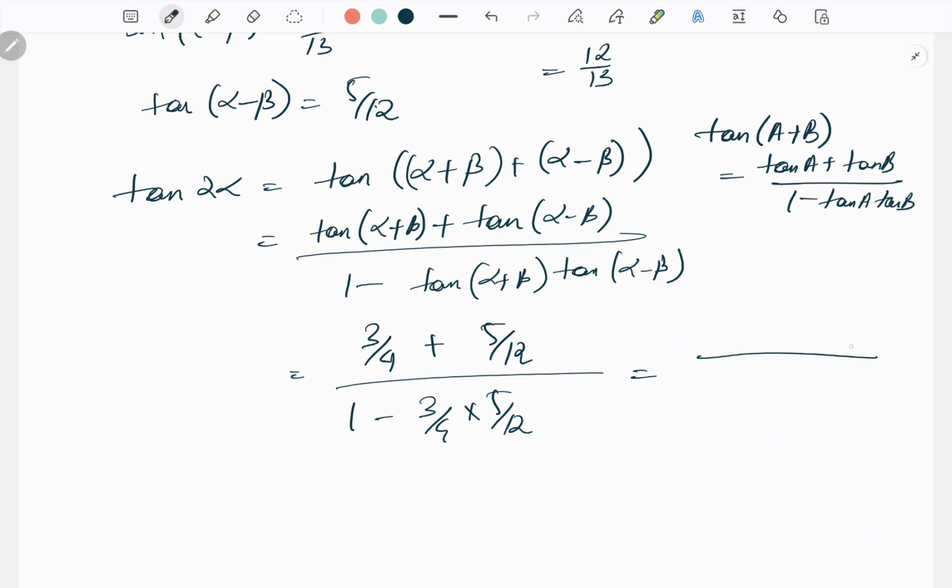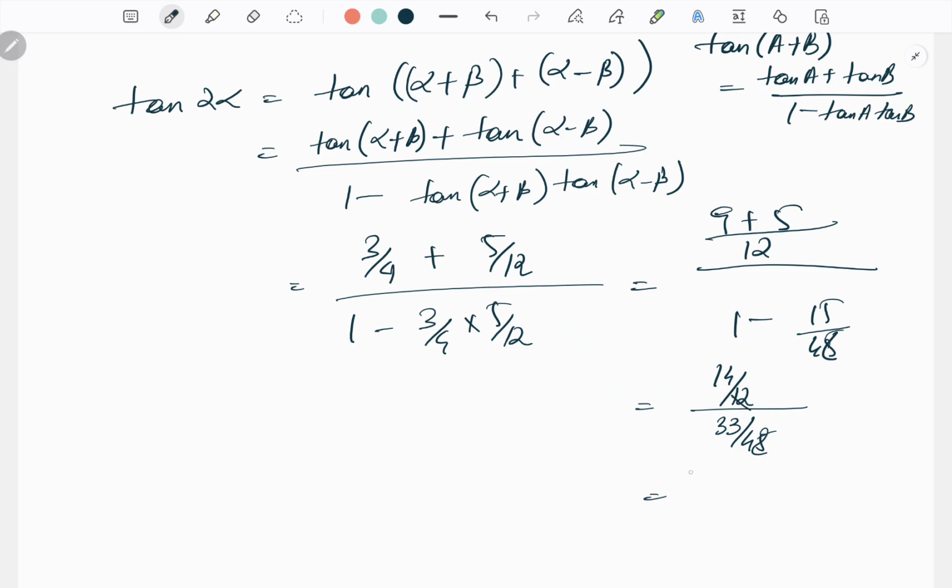So we can just write it as 12, 4, 3, 9, 5, and this will become 48, 15, 48, so 14 by 12, and this will become 33 by 48. So if we solve this, we get 48 by 33, 12 4s are 48, so 56 by 33. So this is our answer.